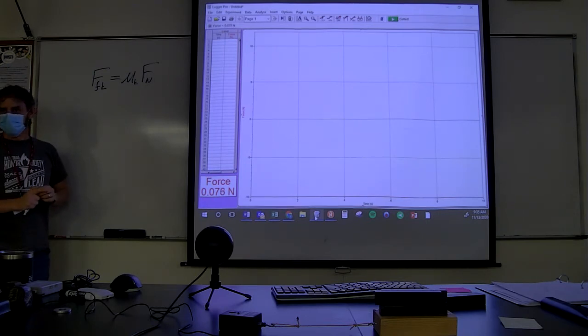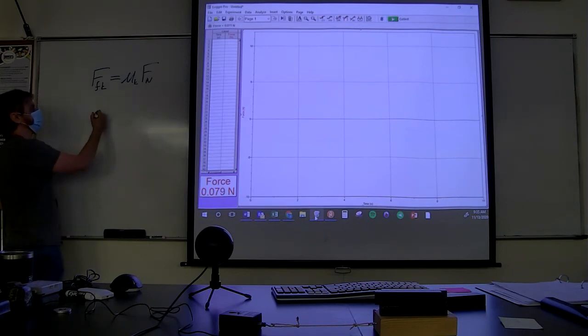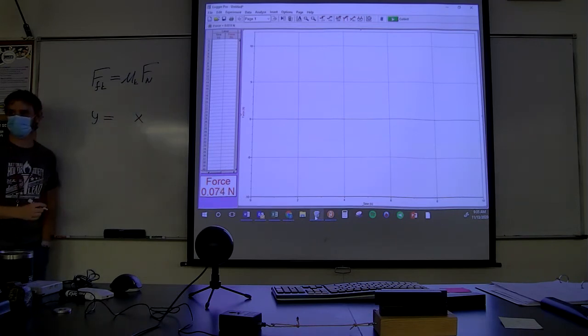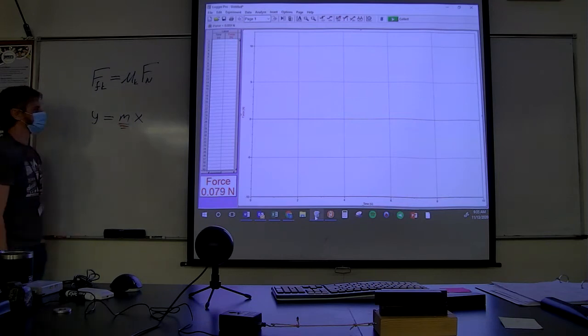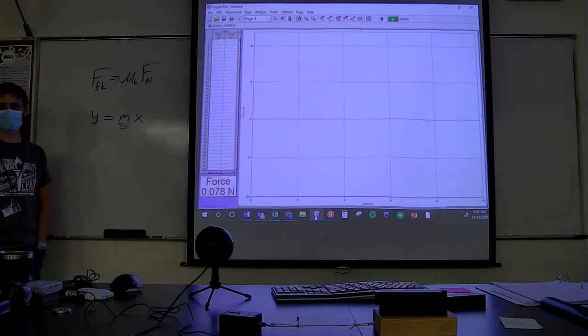Starts with an S. SL. What if I make a graph of Y versus X? Slope. And I want to determine what this is. You get the slope. You have the coefficient. Yeah.